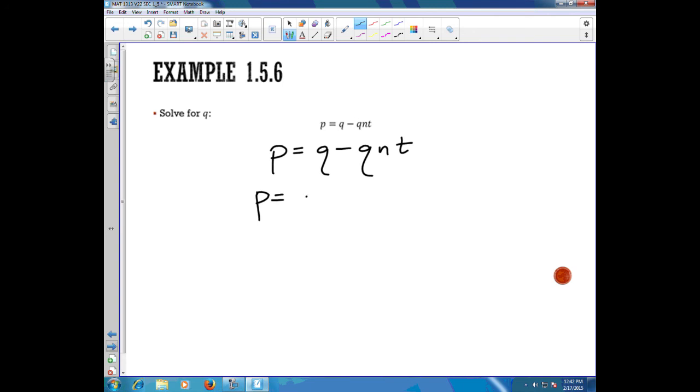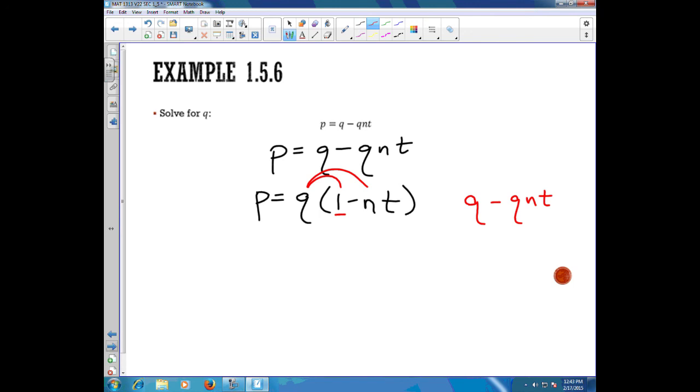We want to factor a q out of the right-hand side of the equation. If we take a q out, what we're left with is 1 minus n times t. This 1 is very important. It gets left out very often. If we were to multiply this back, q times 1, we would get q. And then q times nt, we would get minus q n t. If the 1 is not there, you don't get the first term.